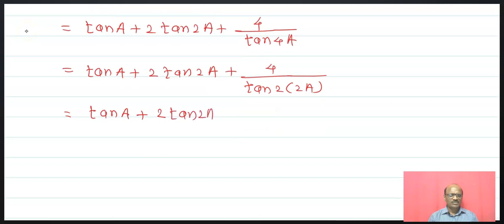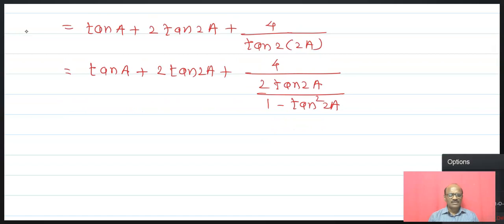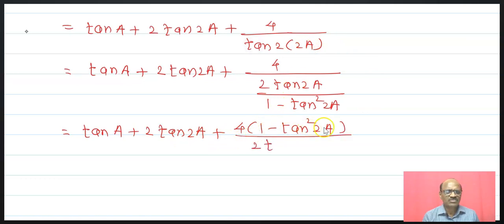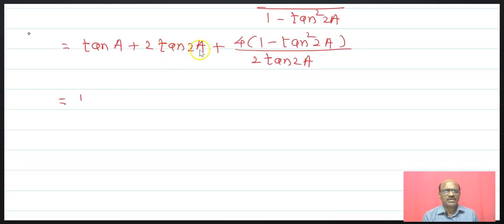2 times tan of 2A plus 4 upon 2 tan of 2A upon 1 minus tan square 2A. Now again, this is very important, that is tan of 2A, 2 tan of 2A upon 1 minus tan square 2A. Again we will simplify here. That is tan A plus 2 times tan of 2A plus, now this will be multiplied by the reciprocal, 4 in bracket 1 minus tan square 2A upon 2 tan of 2A. Now 2 tan of 2A into 2 tan of 2A, then it will become 4 tan square 2A.